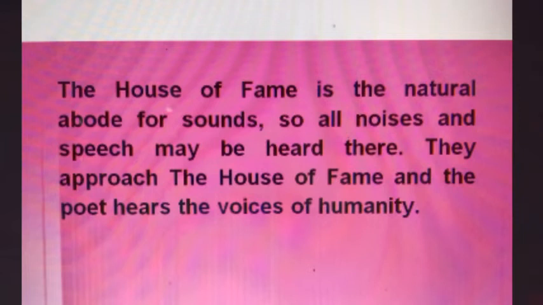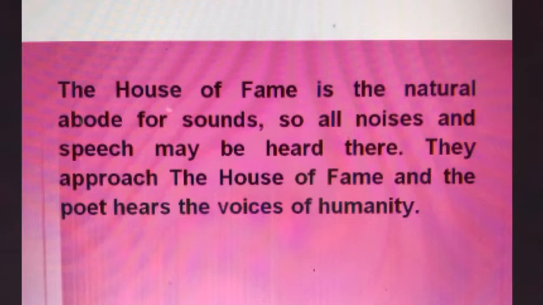This is why we said the poem is autobiographical. It inquires about the nature of fame. So Chaucer himself considers that after he dies, he would be famous.